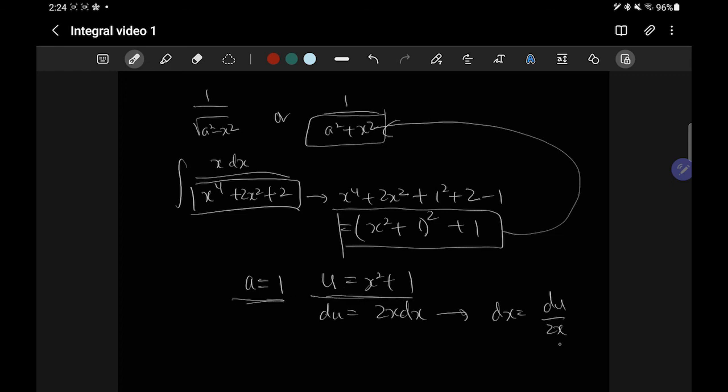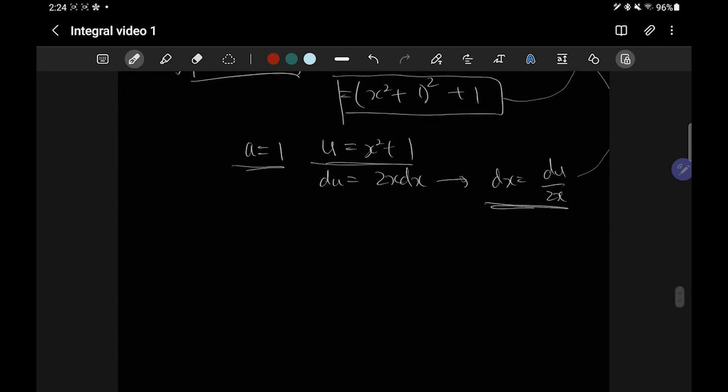If we replace a, u, and dx with the terms found in the original function, then what we end up with is the integral of x du over 2x times u squared plus a squared. This equals 1/2 the integral of du over u squared plus a squared.